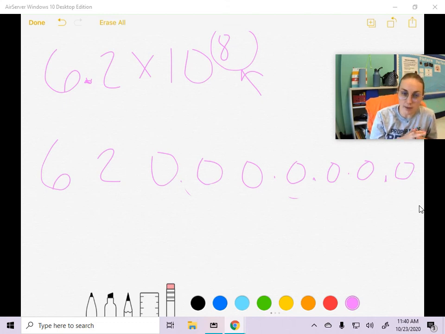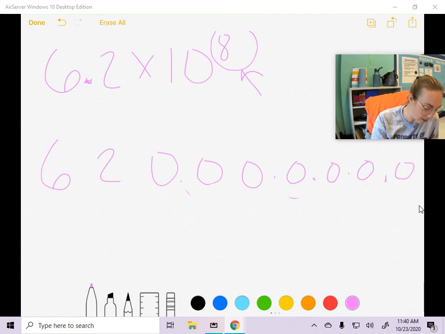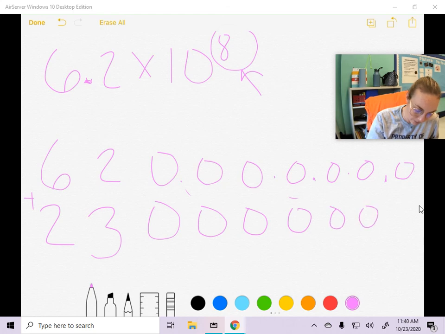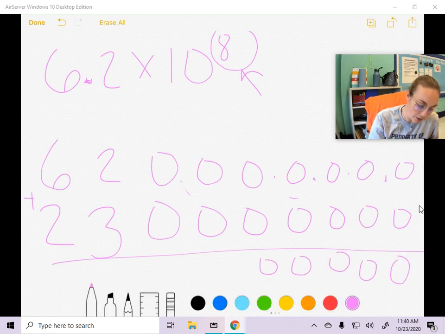All right, so that's one number. And then the same thing would be for 2 and 3/10 times 10 to the 8th power. It's the exact same thing except different numbers. So this would be 23. We're going to add that. And then we have the same amount of zeros because we're moving the decimal the exact same way. And then you would just add it together, which would be 0, 0, 0, 0, 0, 0, 0, and then 5, and then 6, 8.